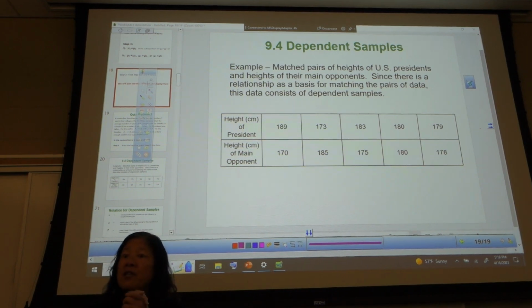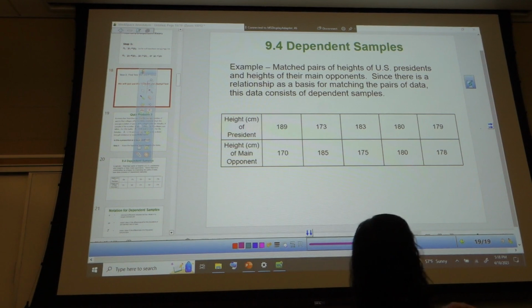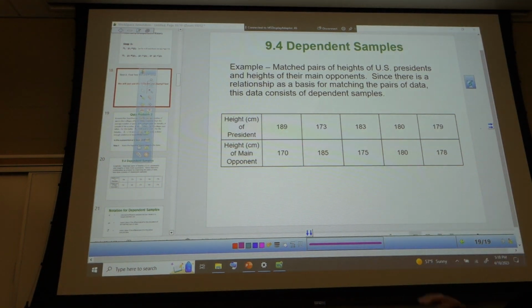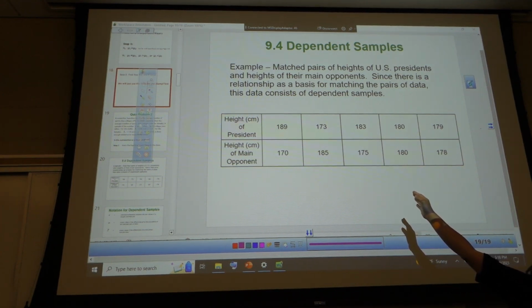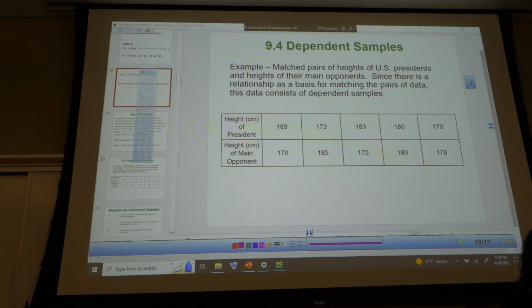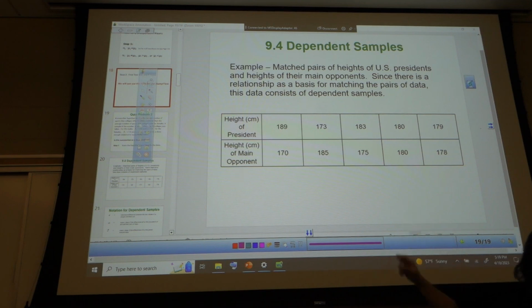The toughest thing about the dependent is identifying it as dependent. Because what will happen is people will do an independent test on this dependent sample. If you do, that's automatically 7 points off your exam. So 7 points, that's almost a whole grade lower. So make sure that you understand when it's dependent and when it's independent.